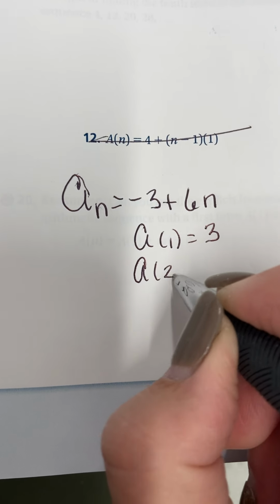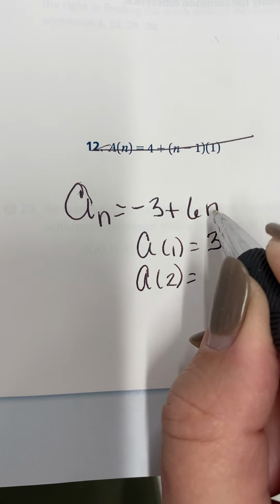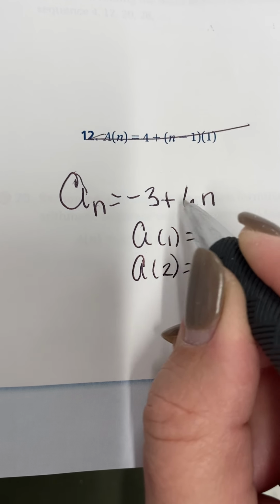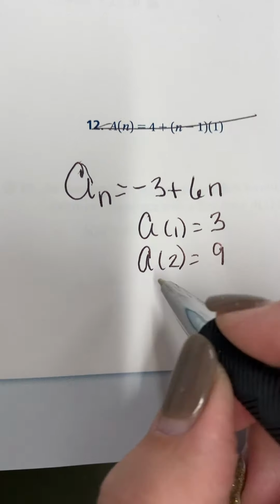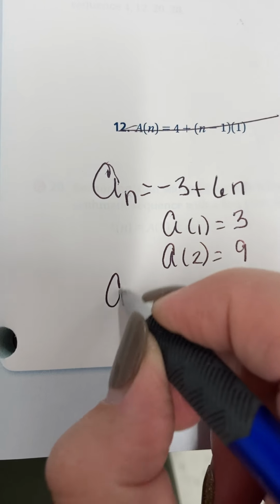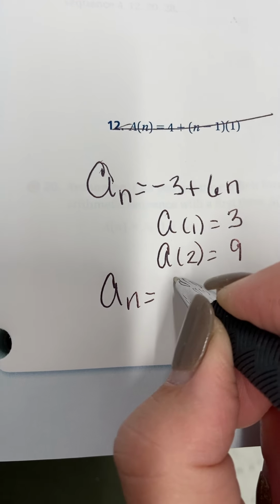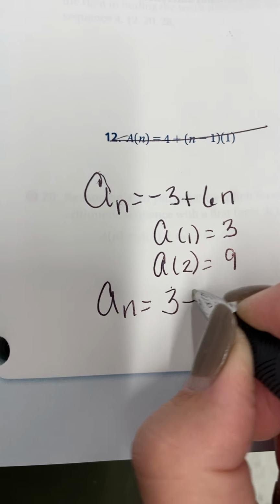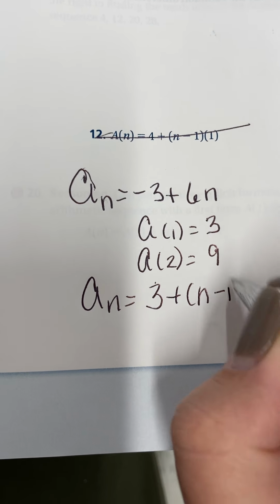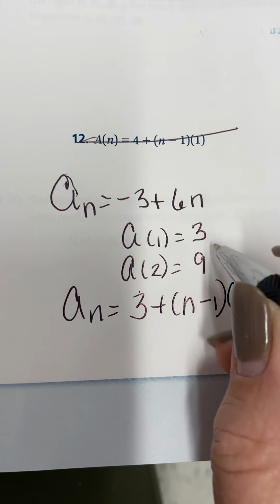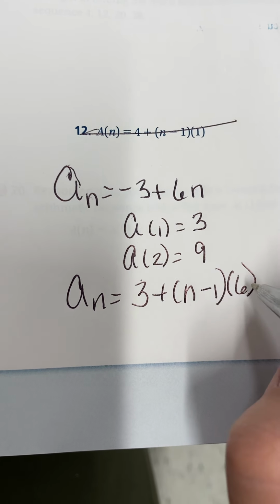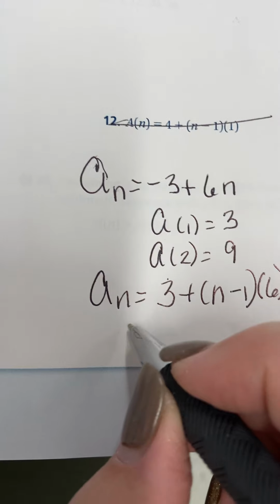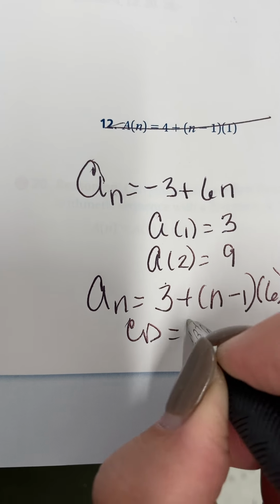Take the second one, plug in a 2 here. That gives me 12. 12 plus a negative 3 is 9. So now I found my common difference. So to do that, you're going to write a sub n for the explicit term. First term was 3 plus n minus 1, and then you're going to multiply by your common difference, which in this case is a 6. If it was going the other way, it would be a negative 6. It wants to know your common difference. Well, your common difference is 6.